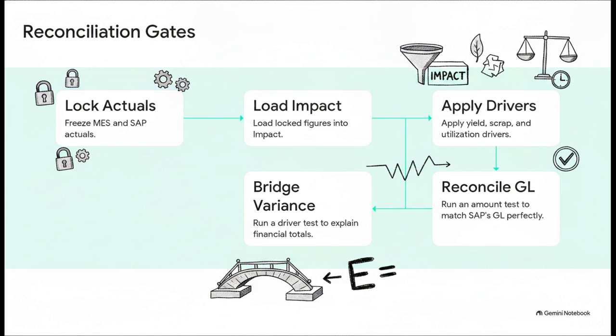Step 1, you freeze and lock the actuals in both MES and SAP. Step 2, you load those locked figures straight into Impact. Step 3, Impact does its magic, applying the operational drivers like yield and scrap. Step 4, and pay attention, because this is the most important one, you run an amount test to ensure Impact's totals perfectly, to the penny, reconcile with SAP's GL. And finally, Step 5, you run a driver test to bridge the variances, proving that the operational math totally explains the financial total. If you follow these gates, operations and finance stay perfectly aligned, no arguments.